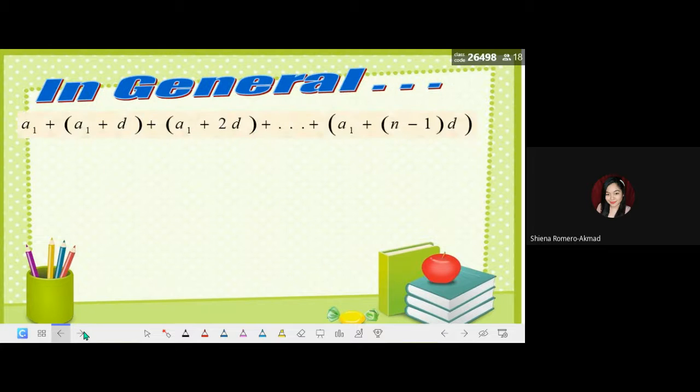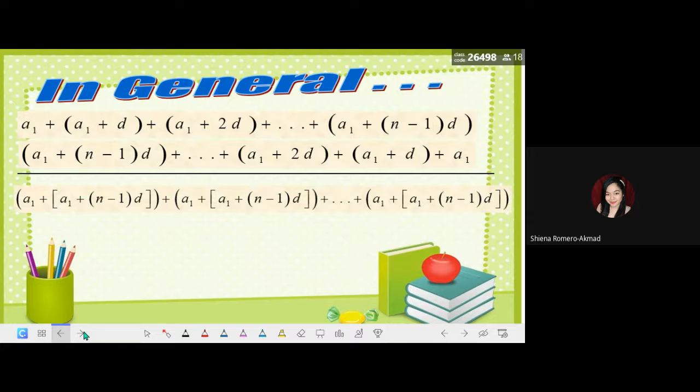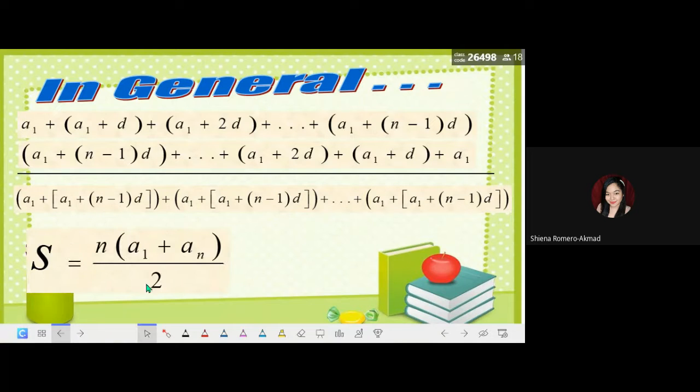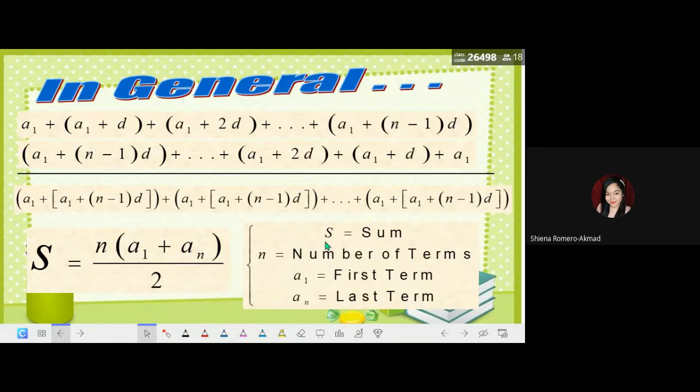Now, wag na natin tignan yung paano siya dinerive, no? Tingnan na lang natin yung mismong formula. Ayan. Ito yung formula. S is equal to n times a sub 1 plus a sub n divided by 2. At yan ay given kapag merong given na last term. Okay, where S means the sum, n is the number of terms, a sub 1 is the first term, a sub n is the last term.